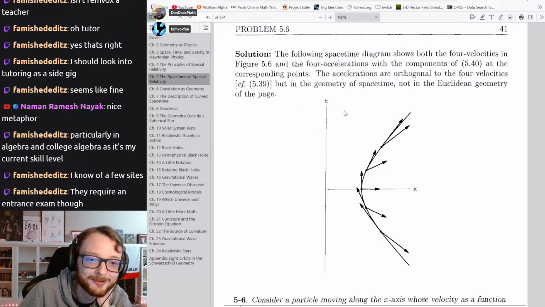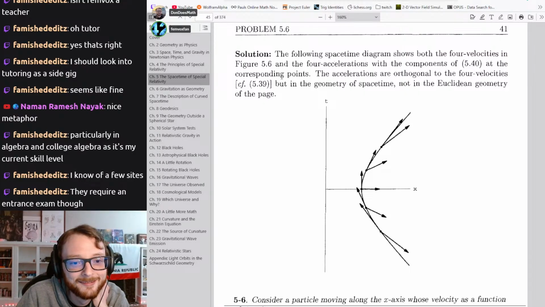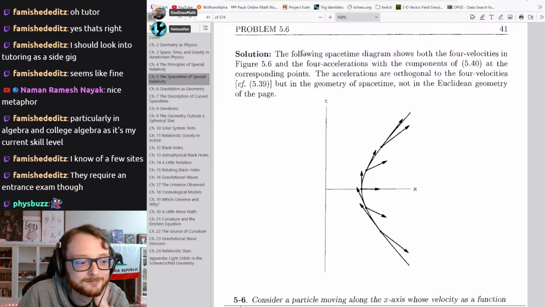Okay, good. So the dot product was 0. We were right about that. But yeah, when we draw it on our picture, it doesn't look orthogonal as we look at it.